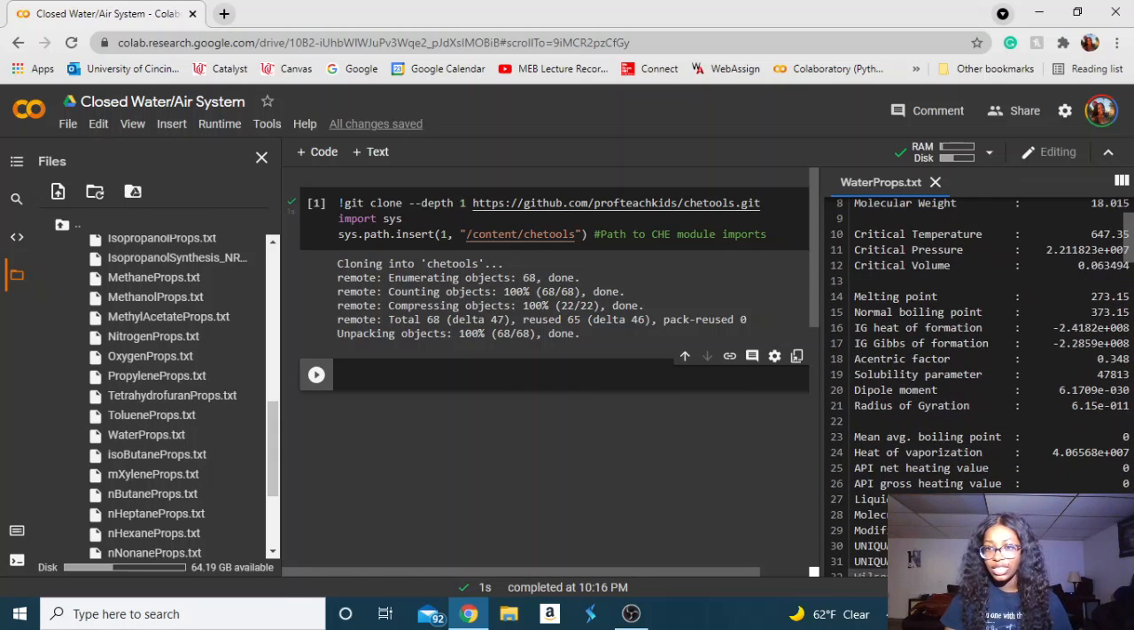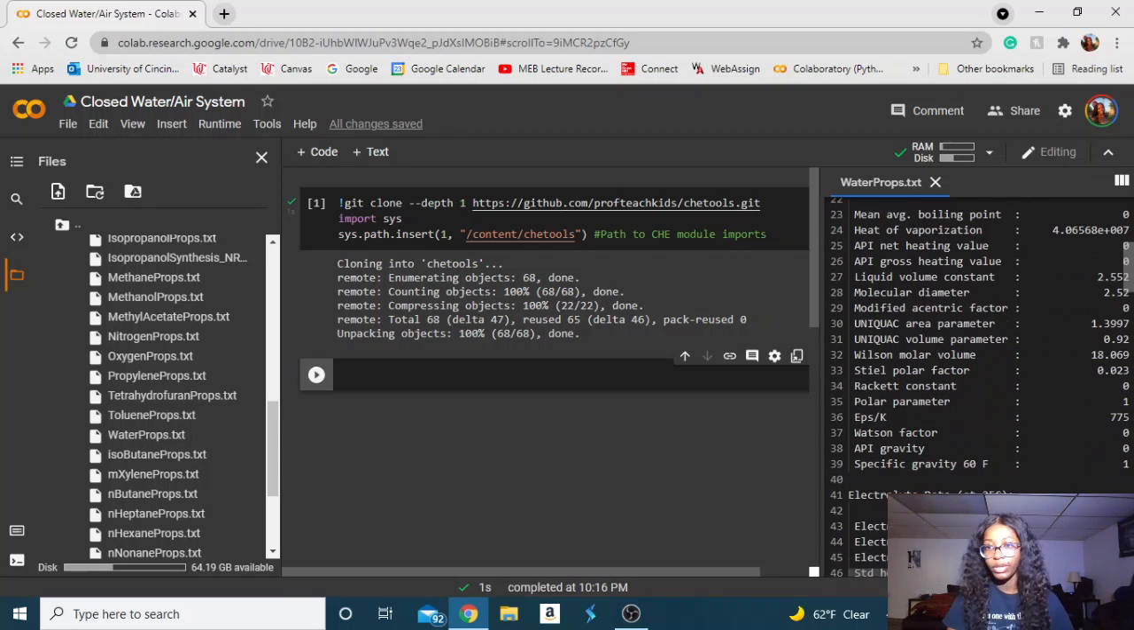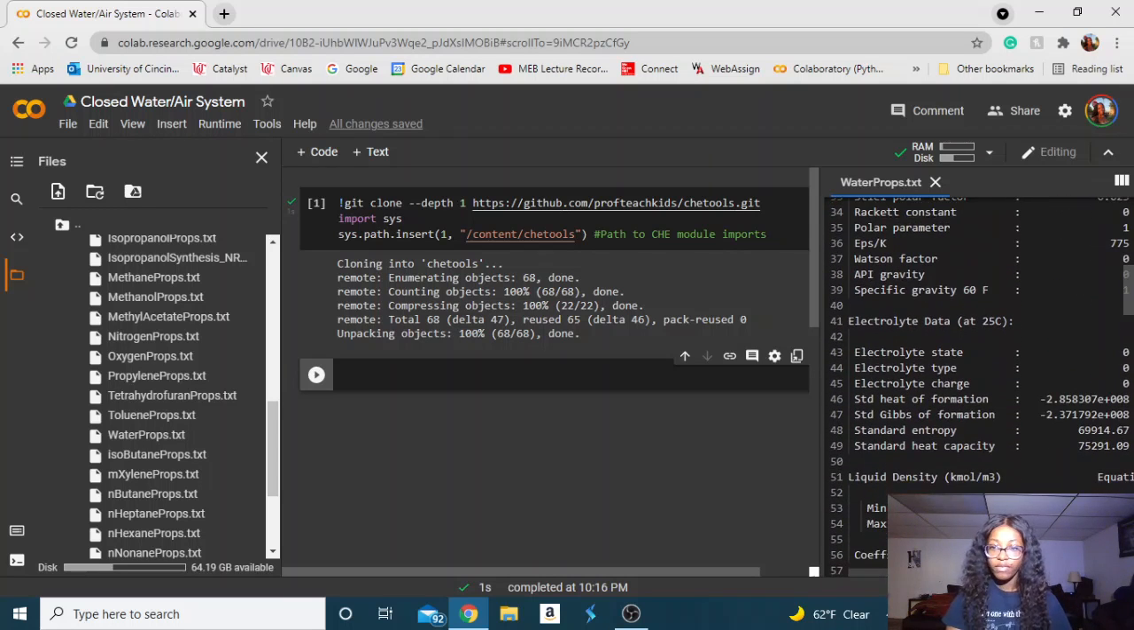And this file contains things such as the critical temperature, melting point, boiling point, heat of vaporization, specific gravity, liquid density, etc. A lot of things that can be useful for problems like this.